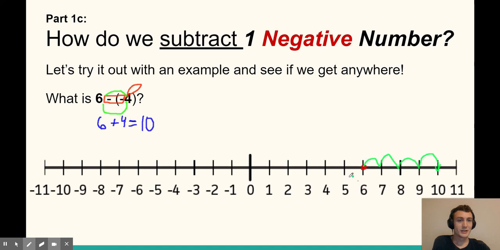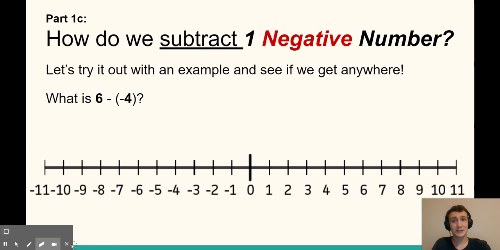6 plus 4 equals 10. So we start at 6. We go to the right 4 because this is positive. And 6 plus 4 equals 10. Woohoo! Awesome. Beautiful. Nice and easy. Once you get those negatives fixed, it's like, oh, Mr. V, this is the easiest thing I've ever seen in my life. You're exactly right. It has that potential.